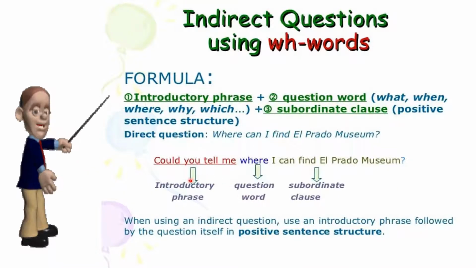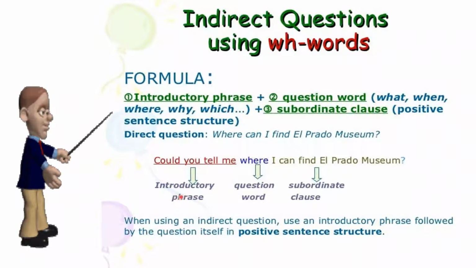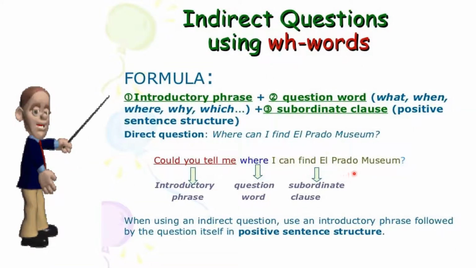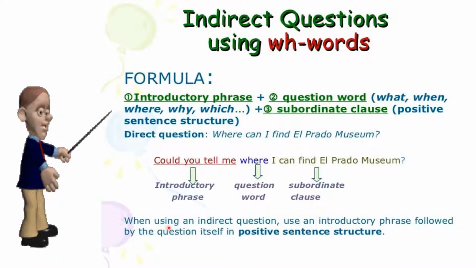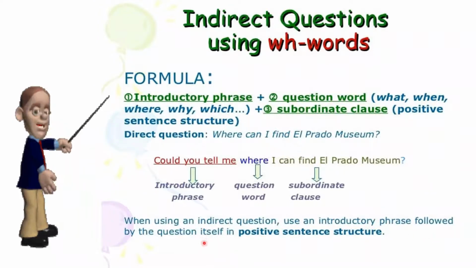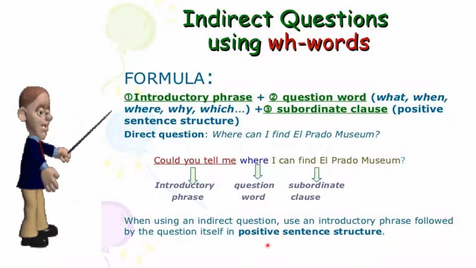There are three items mentioned here. The first is the introductory phrase, could you tell me. Where is the question word. I can find El Prado Museum is the subordinate clause. Remember, when the indirect question is used, the introductory phrase comes with the question itself in the positive sentence structure.